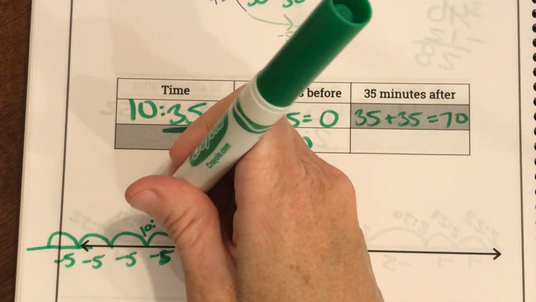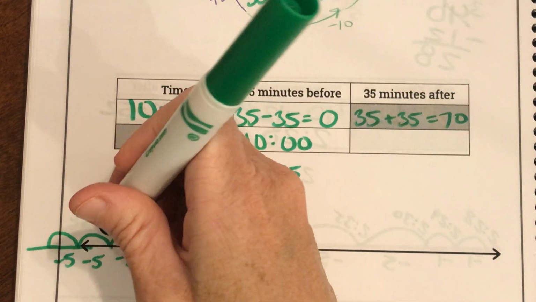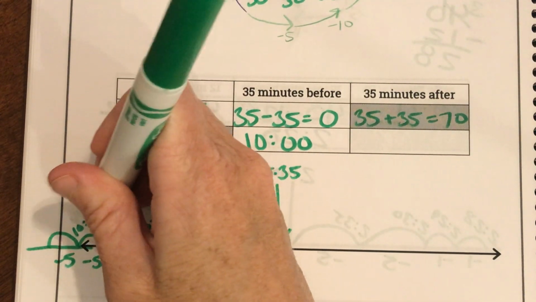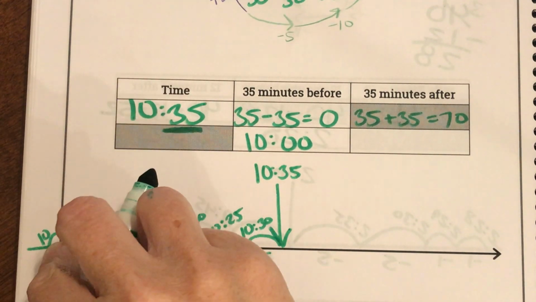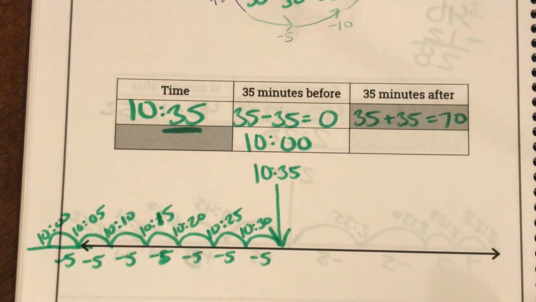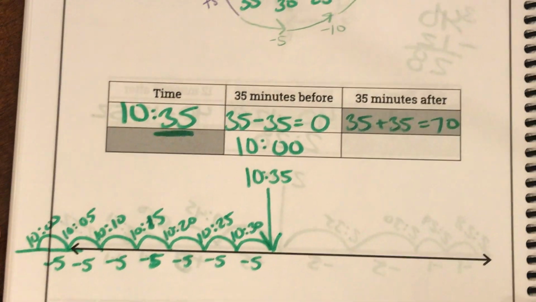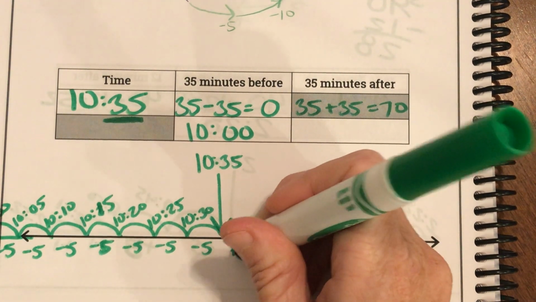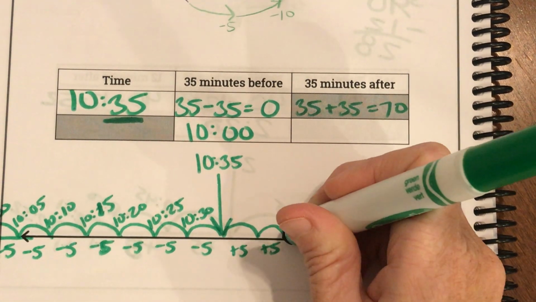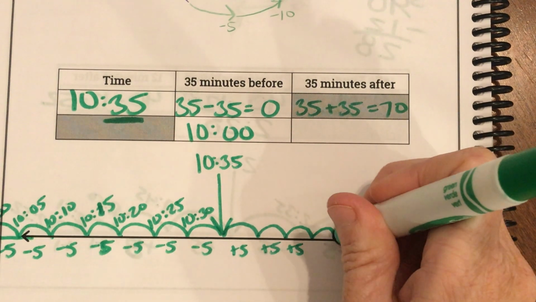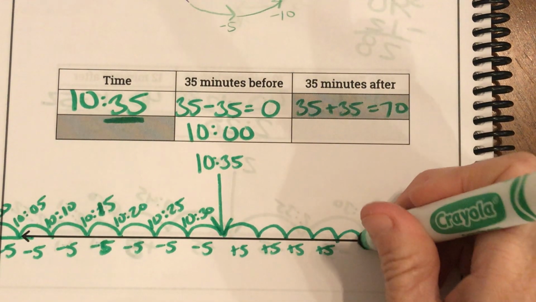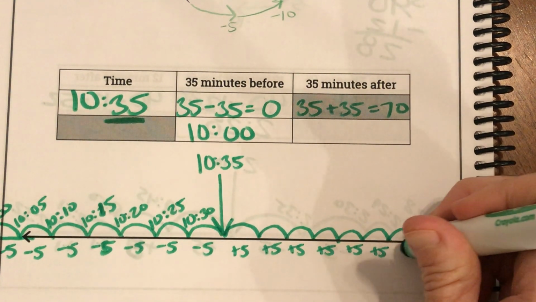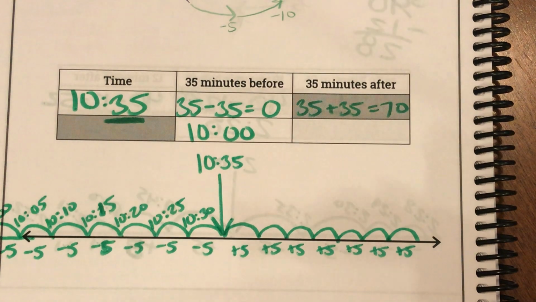Another 5, I would get 10:15. Another 5, I would get 10:10. 10:05, and my final ending spot would be 10 o'clock. Okay. And if I added 35, if I add 5, another 5 is 10, another 5 is 15, another 5 is 20, another 5 is 25, another 5 is 30, and another 5 is 35. Let's see what I get.